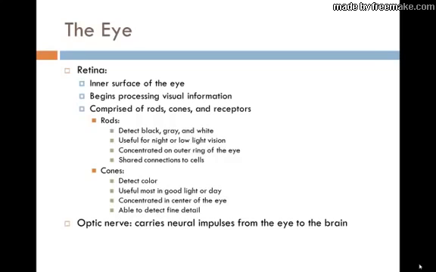And they share connections to cells. Cones are what help us detect color. And they're most useful in good light or day. So when it's dark, your cones aren't working as well. And your cones are concentrated in the center of your eye, and they're able to detect fine detail. So they're really what we use when we're focusing on something specific, and rods are going to give us a kind of bigger picture, but we're not going to get as much detail. And the optic nerve is what carries the neural impulses that the eye receives to the brain so that we can perceive things.